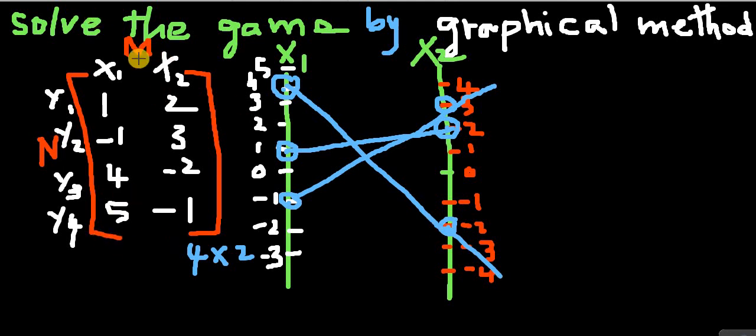The last point: when x1 takes 5, x2 takes minus 1. So x1 takes the value 5 point, and x2 takes minus 1. Here is minus 1. Now join these two.